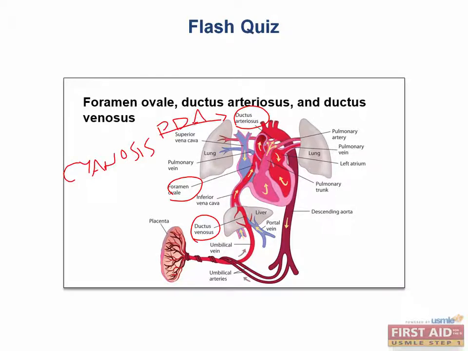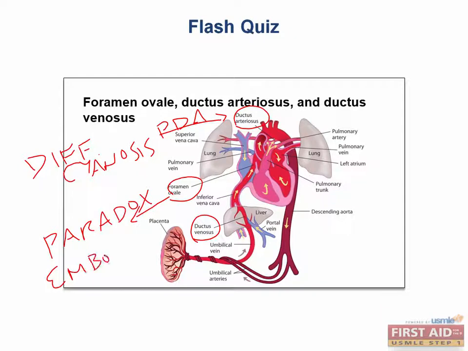And what kind of cyanosis are we talking about? Differential cyanosis. And particularly high yield for a foramen ovale, because it is very rare but extremely testable, is a paradoxical embolus. Excellent job in this section, guys.